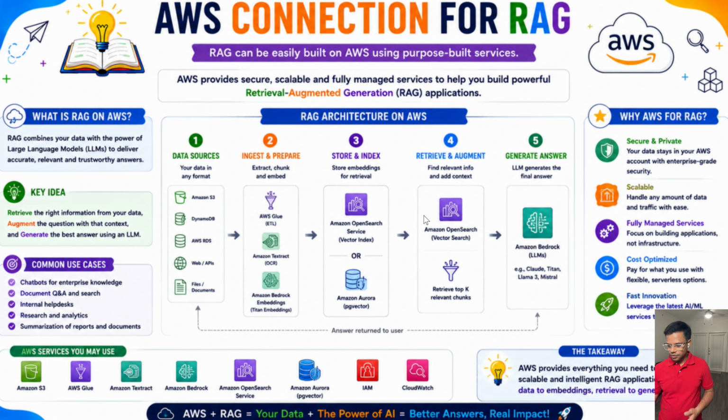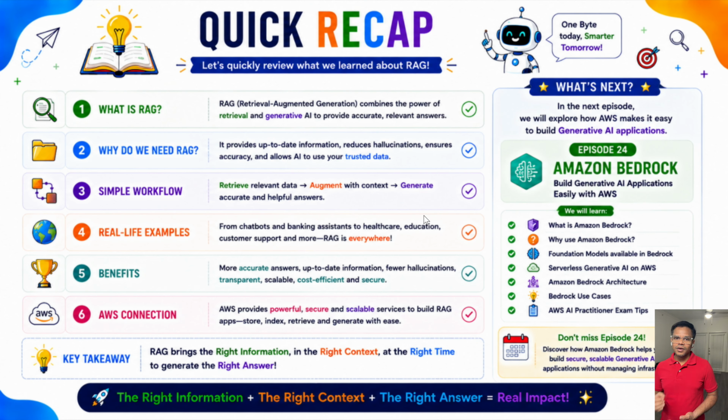So before we finish, let's quickly recap. Today we learned what RAG stands for, why RAG is needed, how RAG works, the meaning of retrieval, augmentation, and generation, real-world use cases, the benefits of RAG, and how AWS supports RAG through Amazon Bedrock. The key takeaway is simple: retrieve, augment, generate. Instead of guessing, AI first finds the right information and then generates the answer.